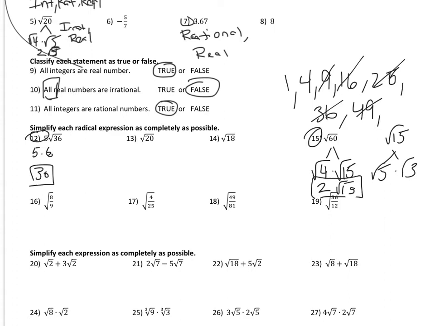I'll start 2 in the bottom here. Let's go with 17. Square root of 4 divided by 25. Well, if I take that, I can't simplify the fraction 4 over 25, but I can take the square root of the numerator divided by the square root of the denominator. So the square root of 4 is 2, and the square root of 25 is 5. Gosh, my 5s keep looking like 8s here.